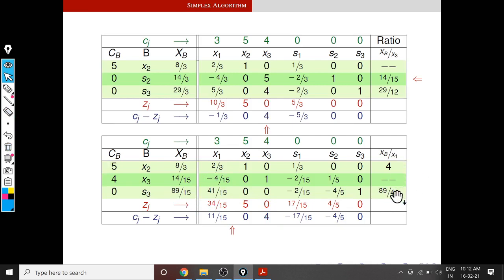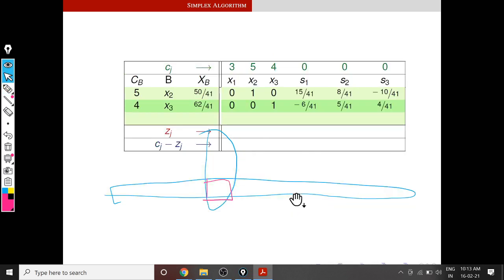ഇതിൽ മിനിമം എന്ന് പറയുന്നത് ഏതായിരിക്കും? ഇതായിരിക്കും അല്ലേ മിനിമം. 89/41 ആയിരിക്കും മിനിമം. ഓക്കെ. സോ ദിസ് കോളം ആണ് നമ്മുടെ കോളം. സോ പിവട്ട് കിട്ടി. ഇതാണ് നമ്മുടെ പിവട്ട് എൻട്രി. ഓക്കെ. അടുത്ത ഇറ്ററേഷൻ ചെയ്യുന്നു. പിവട്ടിനെ 1 ആക്കുന്നു, ബാക്കി എല്ലാവരും 0 ആക്കുന്നു. സോ ഇതാണ് ടേബിൾ കണ്ടോ.